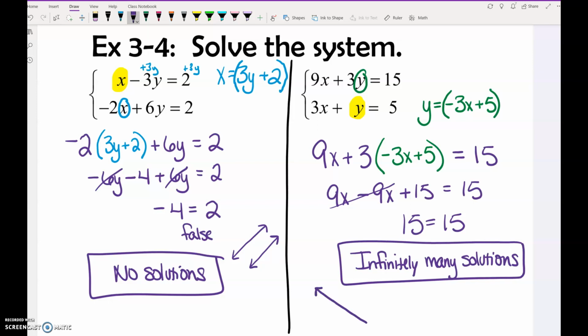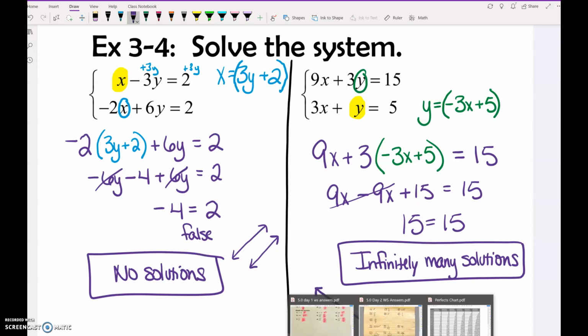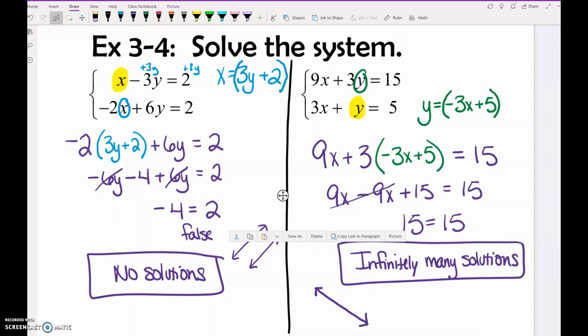Basically, this is a line. So the first equation would give you a line that looks something like this. The other equation would give you the exact same line. So every single point on one line is shared by every single point on the other line. There's tons and tons of solutions.